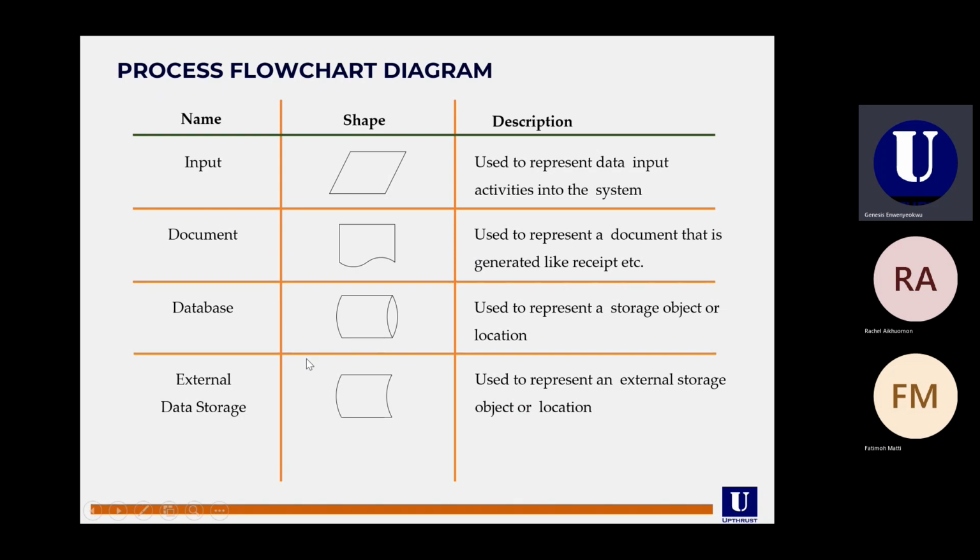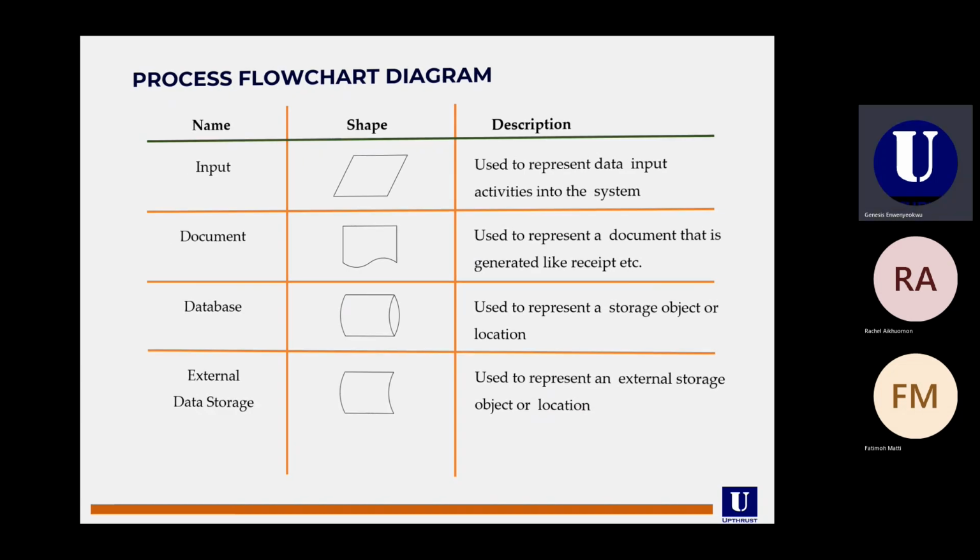Then we have external storage. So assuming you want to show that this information will not be stored on our database, but on another data storage. For instance, if we want to say that customer transaction information will not be stored on the Jumia solution, but on probably Finacle, or on Amazon Web Services data storage, then we can use that external data storage shape to represent that.